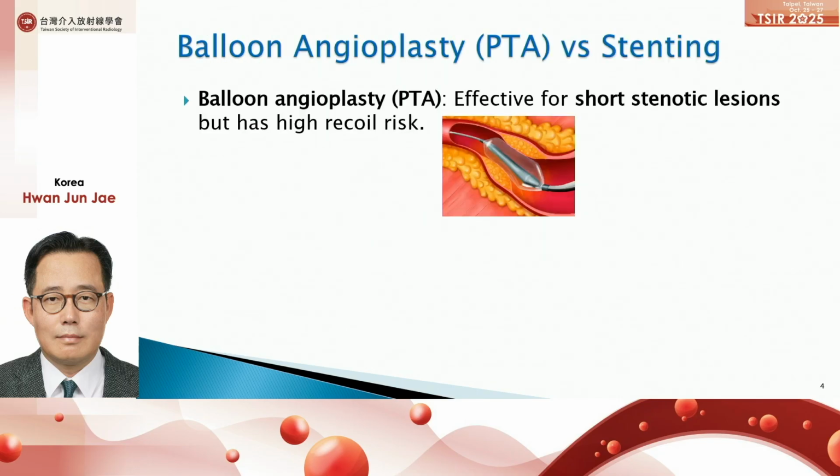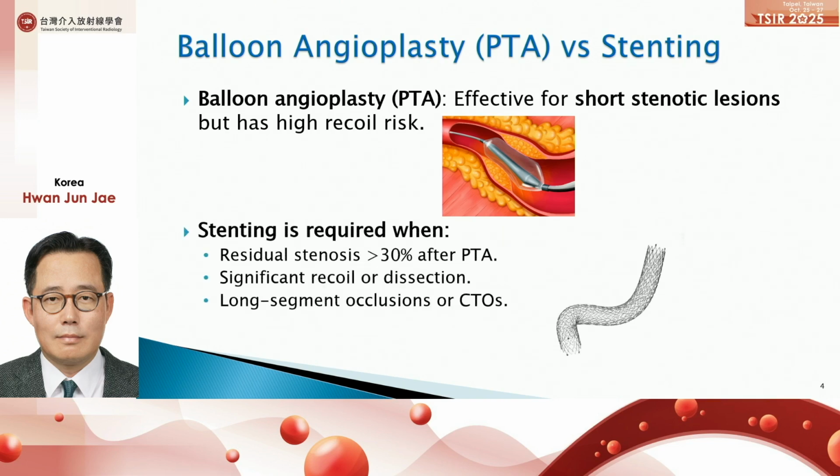These are two major weapons that we have against peripheral arterial disease: balloon angioplasty and stenting. PTA, balloon angioplasty, is usually effective for short stenotic lesions, but it has a high risk of recoil. So stenting is required when residual stenosis is more than 30%, or in cases with significant recoil or dissection, or in long segmental occlusion or CTOs.